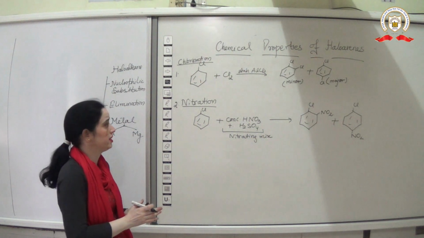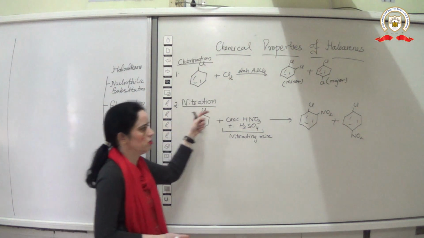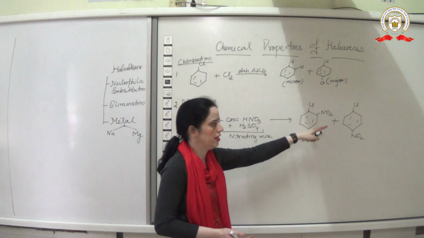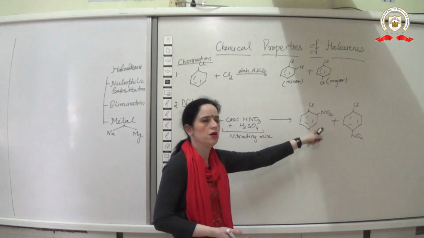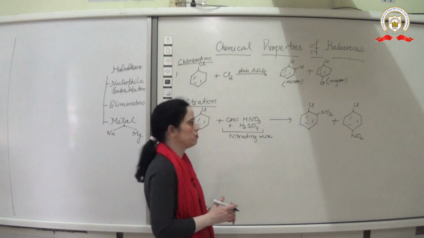Cl is ortho-para directing. Nitration gives rise to the electrophile which is NO2 positive. So NO2 is getting at ortho, NO2 is getting at para. But which is going to be the major product? Para is going to be the major product because it is symmetrical.